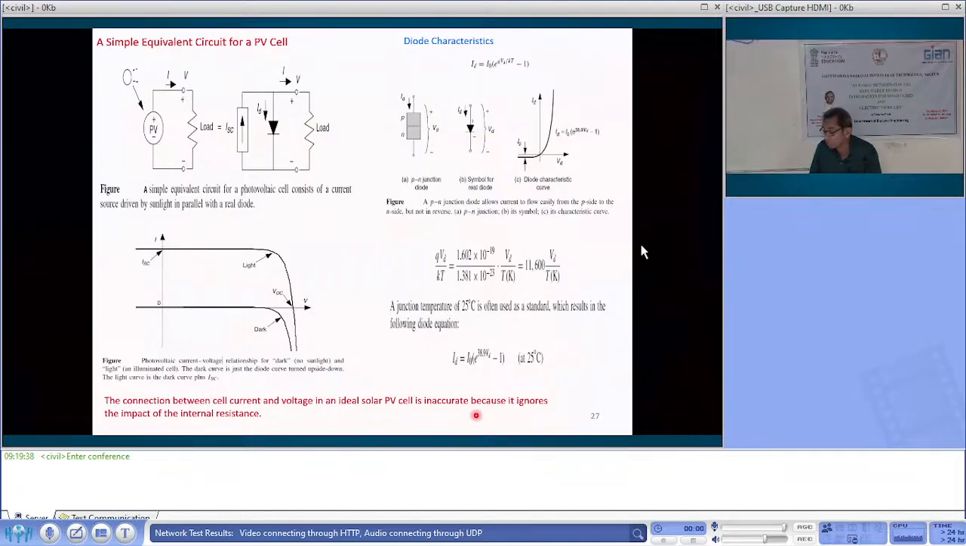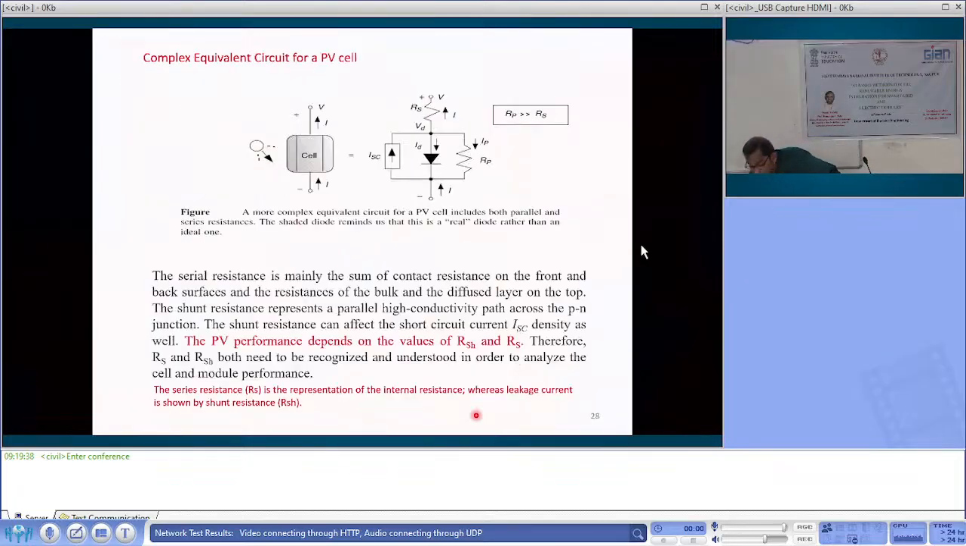Then we have to go for the practical circuit, and there you find 2 additional resistances. The current source in parallel with the diode was there earlier, now this parallel resistance is added, which is very high, and a series resistance, which is low. So RP is very high compared to the series resistance. They are given by manufacturers. Otherwise, the measurements are to be done because you have 2 unknowns. So you have to take the readings to find them out.